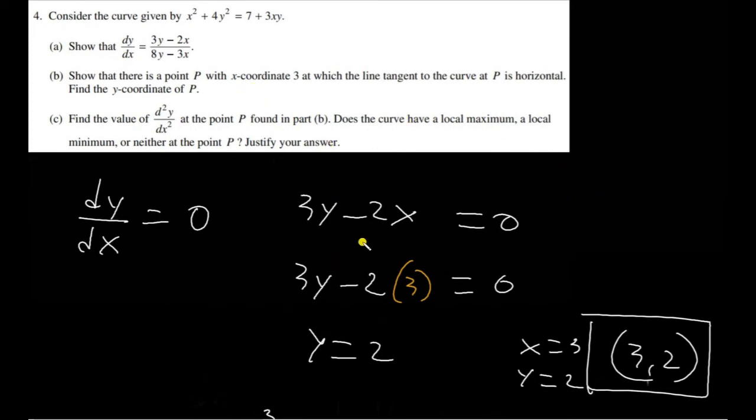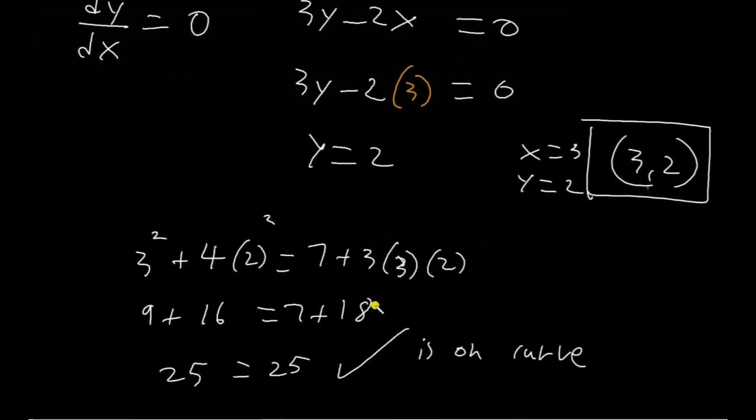As for points, this is a 3-point question. 1 point for recognizing that you need to set the derivative equal to 0. Another point for finding the point (3, 2). And then a third point for checking that it is on the curve.